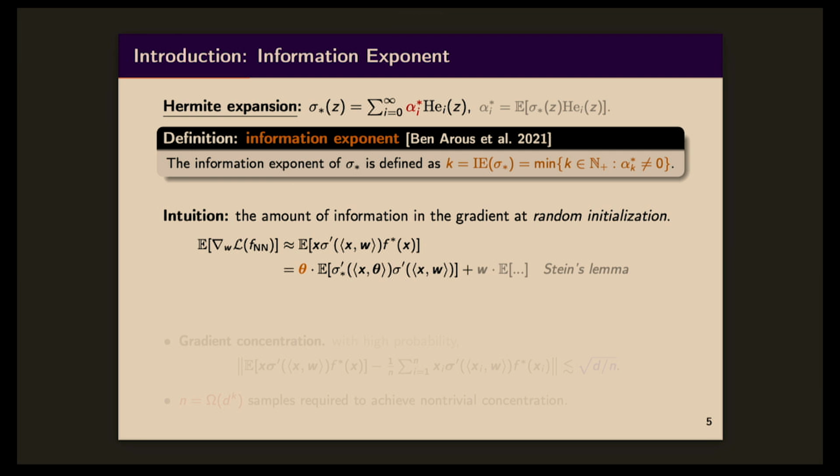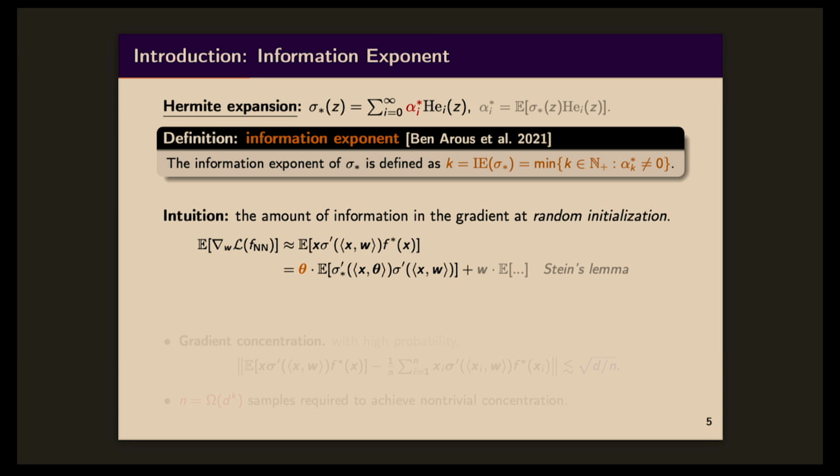Okay. And just to give you an intuition of why this quantity is important for gradient descent: roughly speaking, this quantity measures how much information you have in the gradient around the random initialization. Here I'm computing the population gradient for one neuron, this one neuron being σ(⟨x, w⟩). So this is the gradient of the correlation loss, and it roughly looks like this.